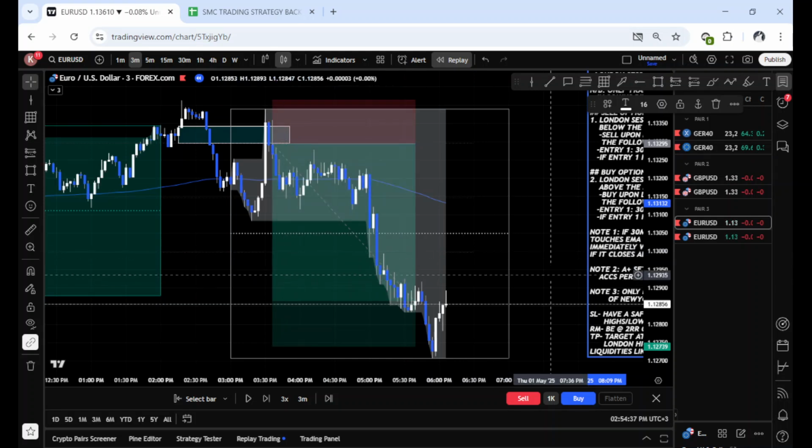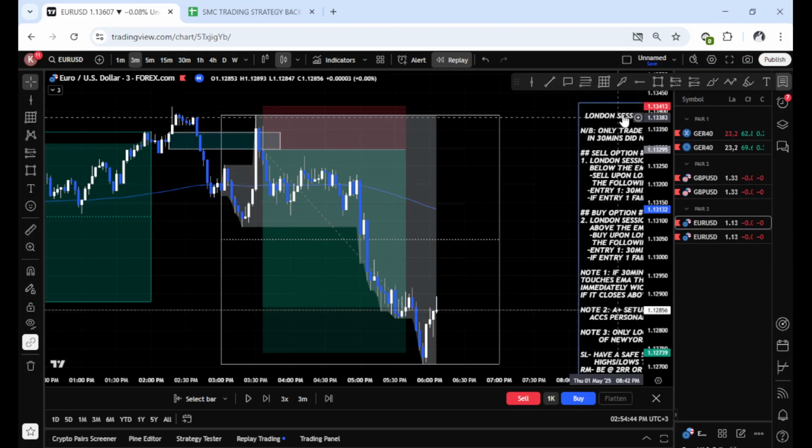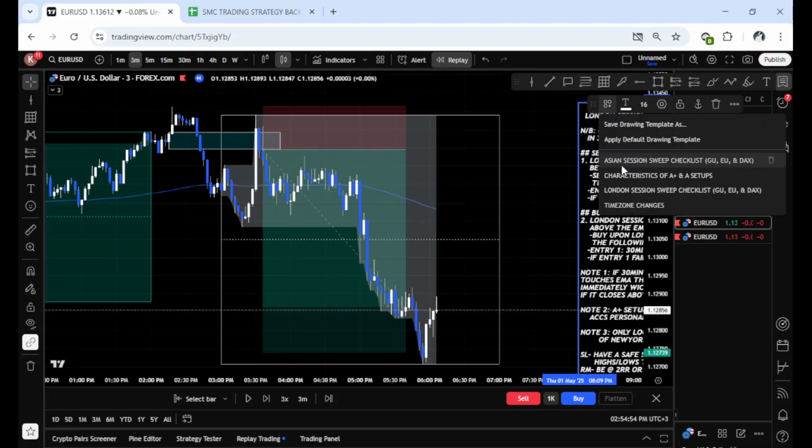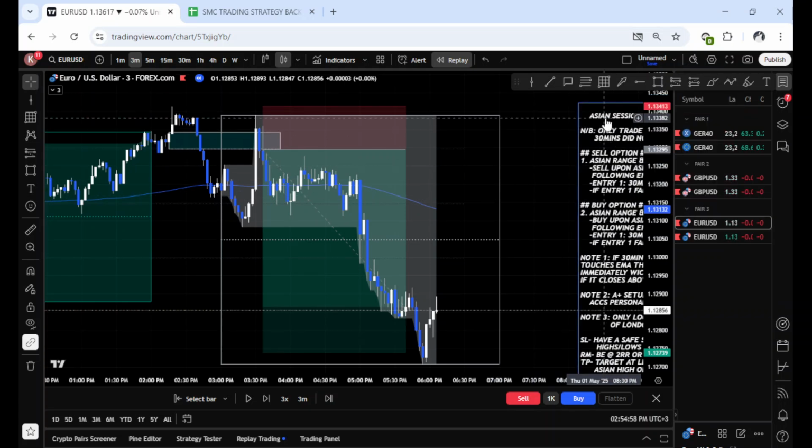In this case we would be focused on the part of the checklist which is the London session sweep. For the other, if it was New York London reading Asia, we would have used the Asian session sweep, this one here, and you would have seen that this is the Asian session sweep.